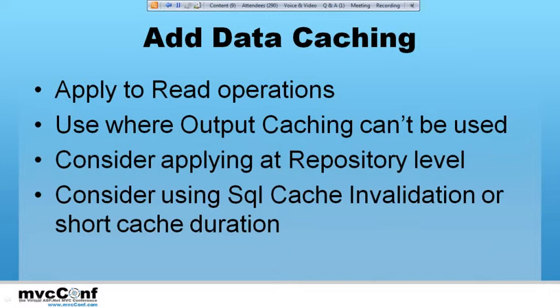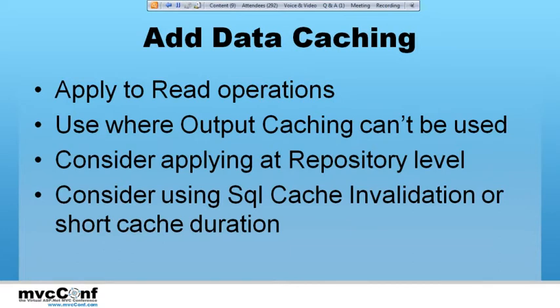Now, data caching is not anything specific to ASP.NET MVC. That's been around since the early days of ASP.NET. You generally want to apply it to read operations, and you can use this anywhere output caching can't be used. It's worth applying it at the repository level. I've got an article I'm working on that I hope to publish on my blog very soon that'll show how to use this pattern. But basically, if you apply the repository pattern already, it's basically a pattern where you create an interface and an instance of that interface that is for all your data access. Once you've done that, adding caching is very, very easy to do, because you can create a subclass of your repository that is the cached version.